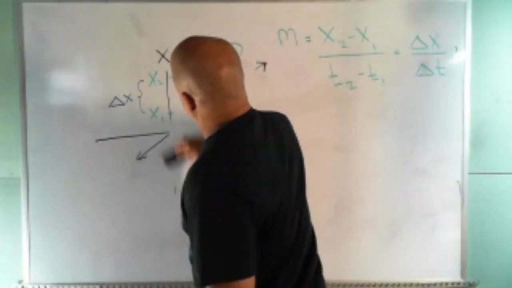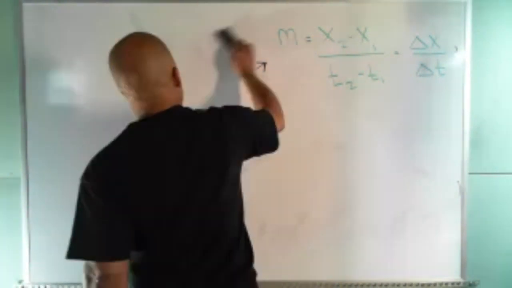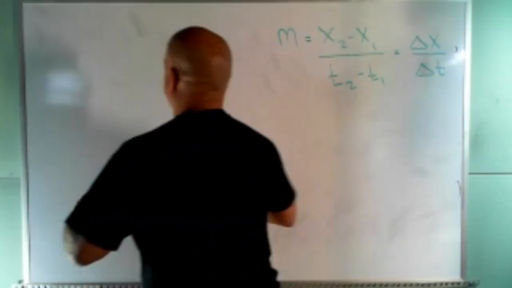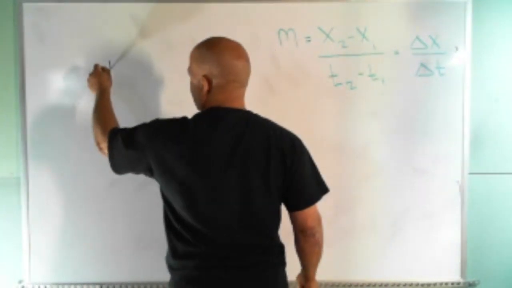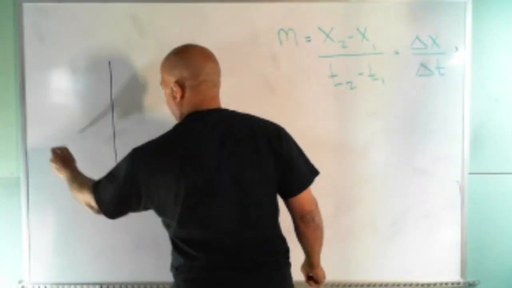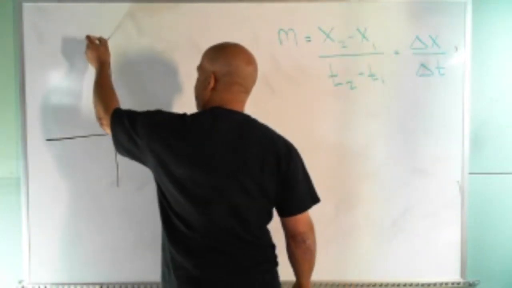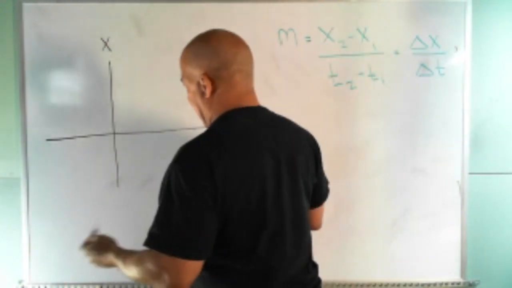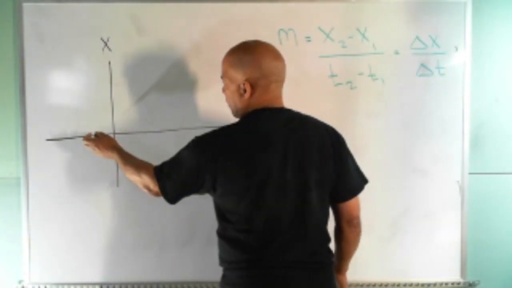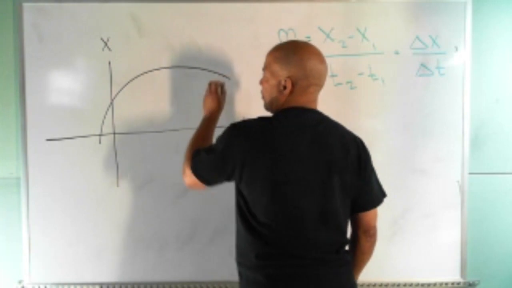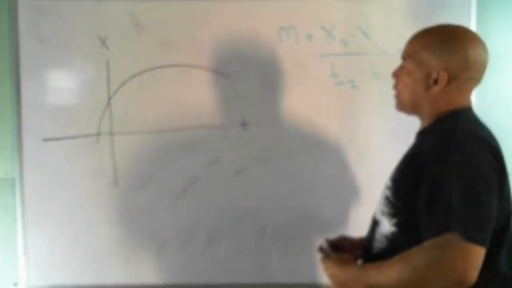How do I find the slope of a curve? So I'm going to make up any old curve. Here's my axis, T and X again. And let me make a curve. So I'm going to start my curve. I guess I'll make it like this. There's my curve.